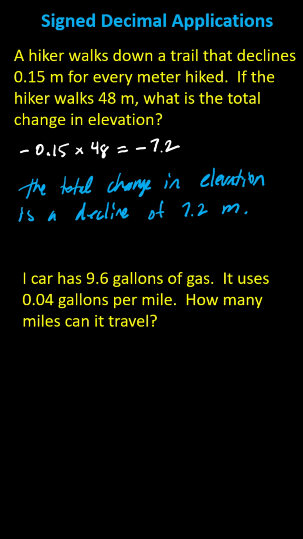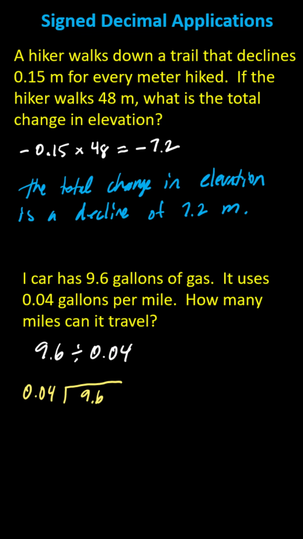The second example: a car has 9.6 gallons of gas. It uses 0.04 gallons per mile. How many miles can it travel? To determine how many miles it can travel, we need to determine how many 0.04 gallons are in the total of 9.6 gallons, which means we need to determine 9.6 divided by 0.04. Let's work on this below.